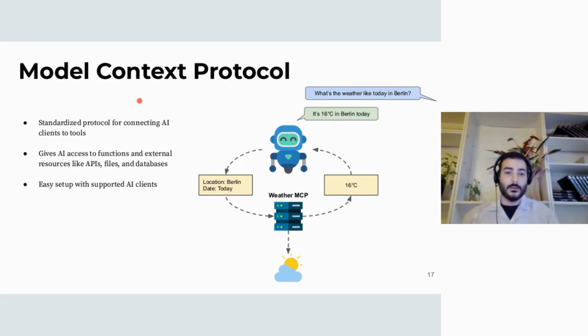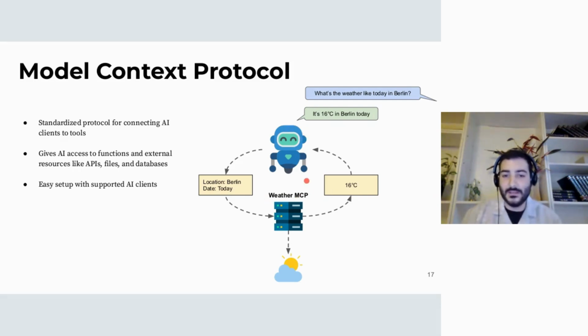Model Context Protocol is basically a standardized way of connecting your AI client or AI model with tools that you define yourself. Tools are basically functionalities, either to access external databases or perform all sorts of tasks, like functions. And because it's standardized, it's easy to set up, and you can switch the AI models with ones that support MCP.